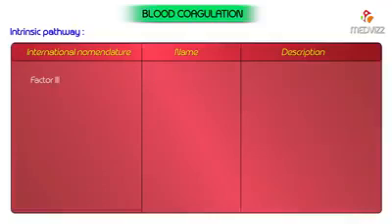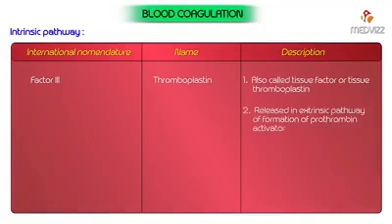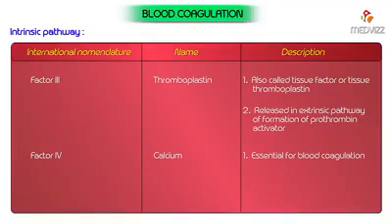Factor 3. Thromboplastin. It is also called tissue factor or tissue thromboplastins. It is released in the extrinsic pathway of formation of prothrombin activator. Factor 4. Calcium. Ionic calcium is essential for blood coagulation.